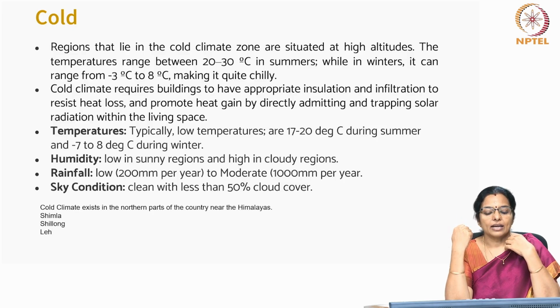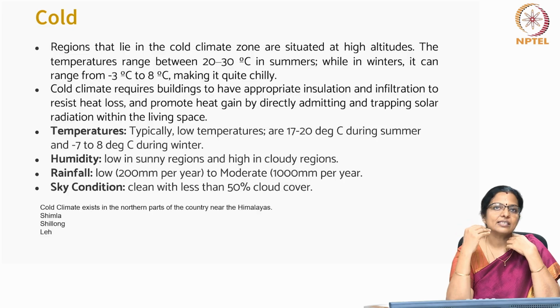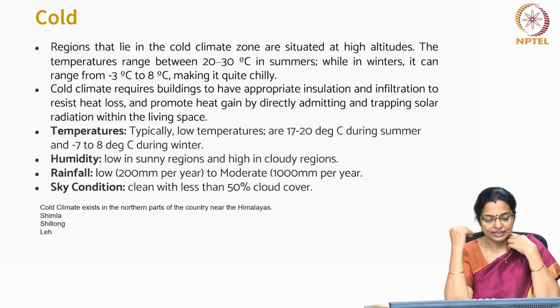Cold climate requires buildings to have appropriate insulation and infiltration to resist heat loss and promote heat gain by directly admitting and trapping solar radiation within the living space. Temperatures, typically low temperatures of 17 to 20 degrees centigrade occur during summer and -7 to -8 degrees centigrade during winter.